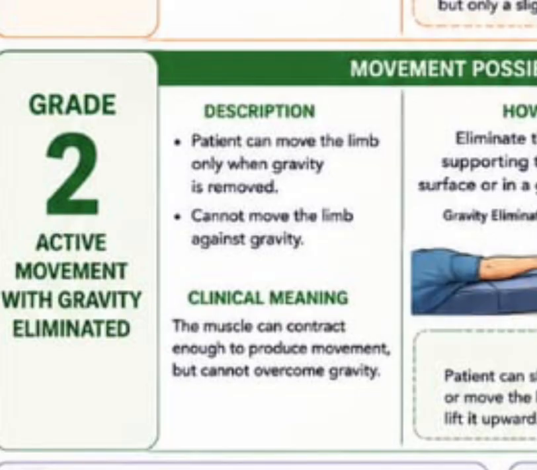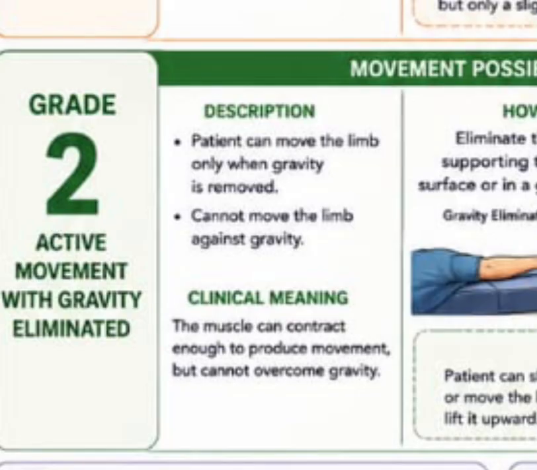Because the patient cannot bring it up and down, he can only move the limb side to side. At this point, the patient can move the limb when gravity is removed, from side to side, but cannot move it up and down. So what does this tell you? The muscle contracts enough, but not enough to overcome gravity.